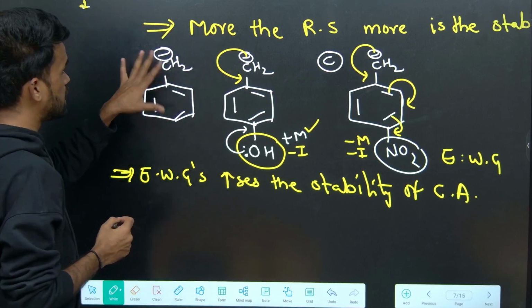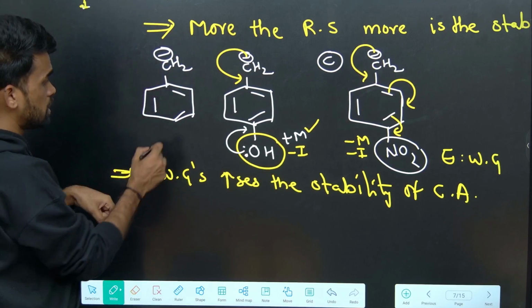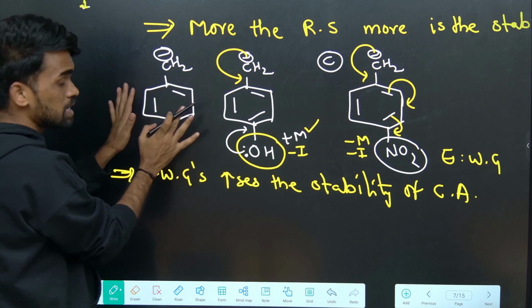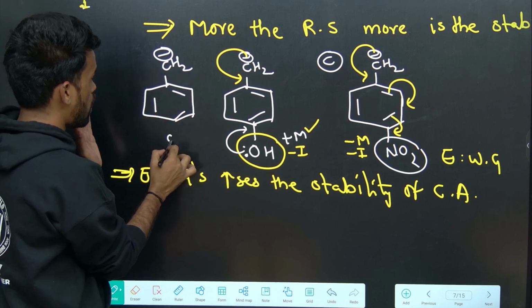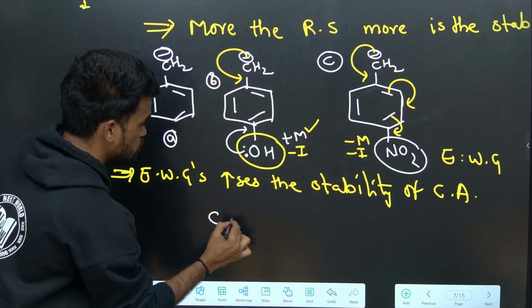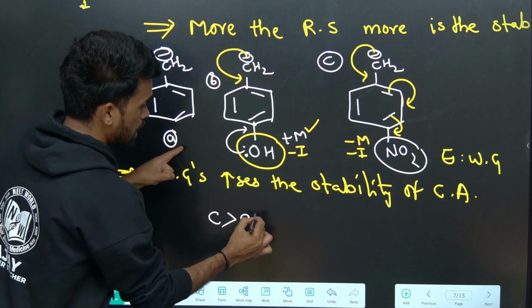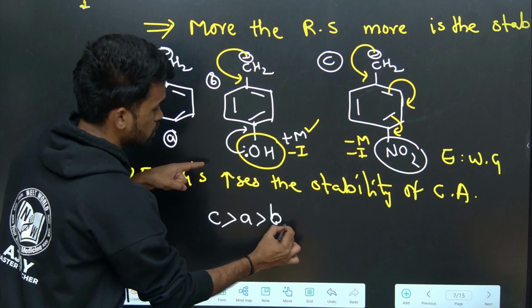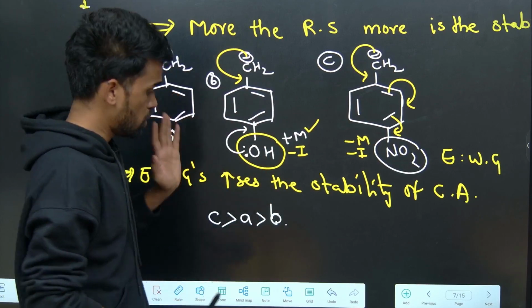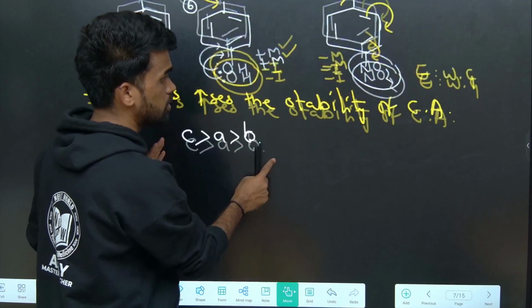Here there are no plus M groups or minus I groups attached, anything. So it's just a benzylic carbanion. So out of this A, B, C, I can say the electron withdrawing group present in C makes it more stable than A, and least is B. So this is how you need to decide the stability order of carbanions. I hope this is also very clear.